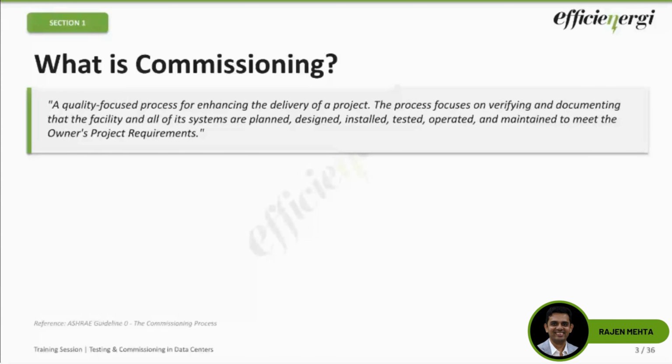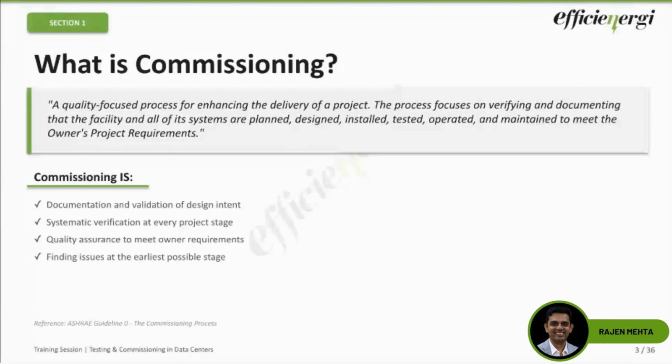We want to ensure that from design to operation, we are doing that. Then quality assurance to meet owners' requirements. The owner has paid for the specific performance. We jolly well deliver it, right? So these are some of the key things that we need to remember while we are talking about commissioning. And the last is finding issues at the earliest possible stage. So this is crucial, right? Issues which are found at an earlier stage, say L1 or L2, can be much less costly than when they are discovered at a later stage. So we need to find issues as early as possible.